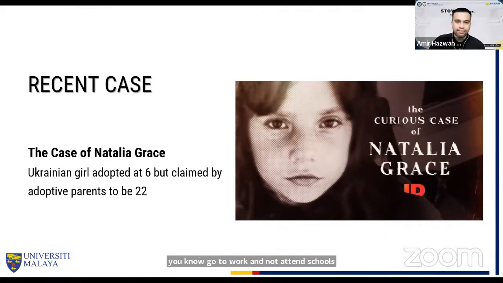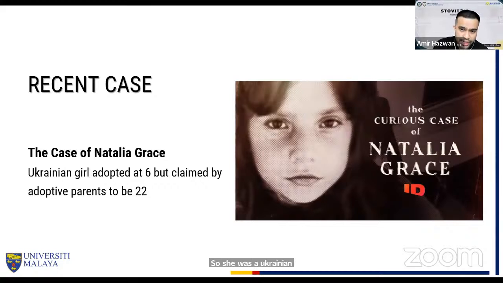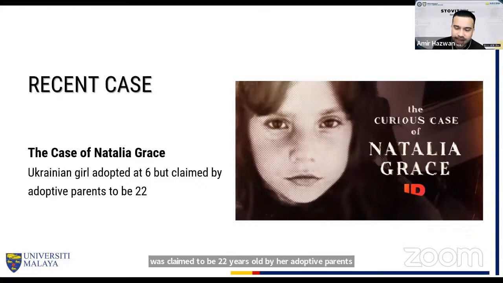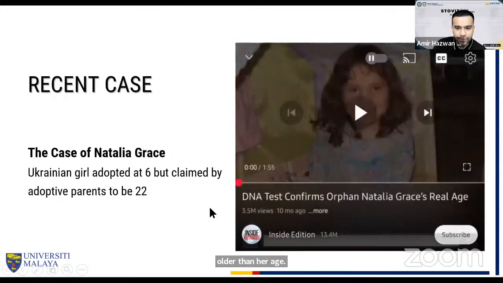In a more recent case, there was the sad case of Natalia Grace. She was a Ukrainian girl. She was adopted at 6, but she was claimed to be 22 years old by her adoptive parents. Because she had dwarfism, her features are slightly different from healthy or average children, so they suspected her to be older than her age. I have a video, hopefully not too long for you.